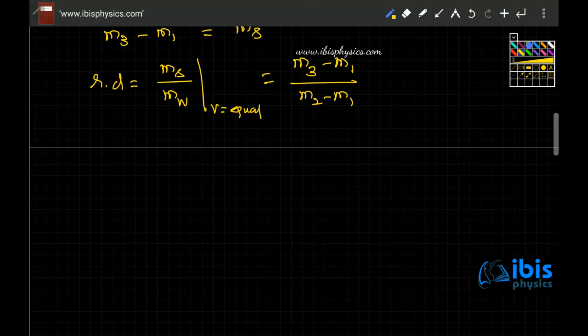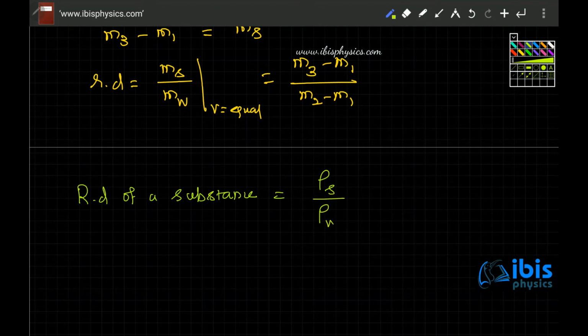I'll just recap it. Relative density of a substance is equal to the density of the substance by the density of water. Density of the substance is the mass of the substance by the volume of the substance, by the mass of the water by the volume of the water. If you take equal volumes of substance and water, the volumes will be cancelled, then we will be getting the mass of the substance by the mass of the water.